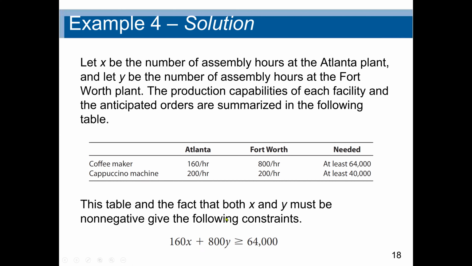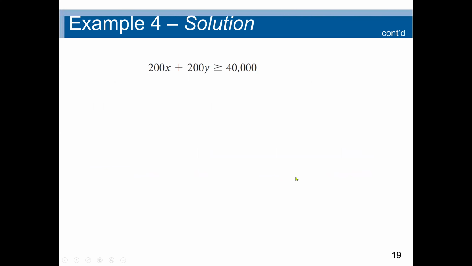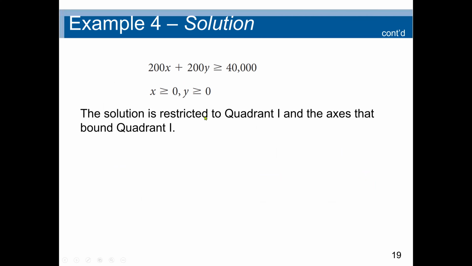So this table, and the fact that both x and y must be non-negative, give the following constraints. We have 160x plus 800y less than or equal to 64,000, and 200x plus 200y greater than or equal to 40,000. So let's see this example. Now we know 200x plus 200y is greater than or equal to 40,000. Second, x should be greater than or equal to 0, and y also should be greater than or equal to 0. So the solution is restricted to quadrant 1, bounded by the axes.